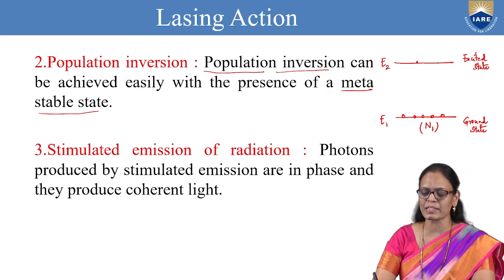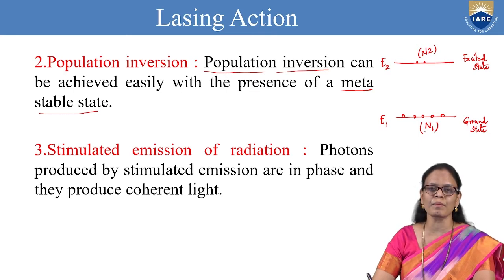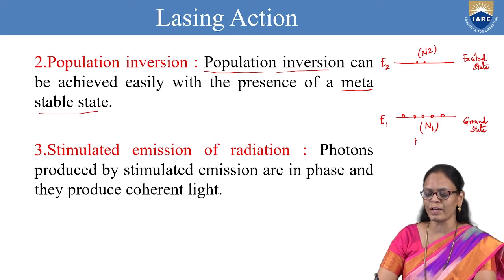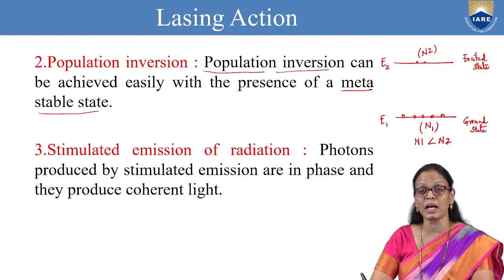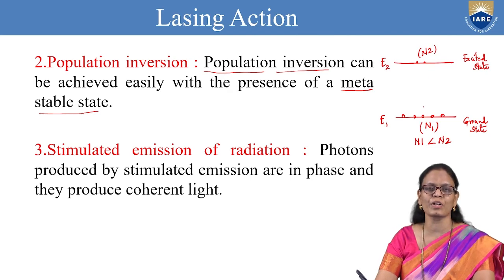If you see in the excited state, the number of atoms will be less and you may represent it as N2. N2 is the number of atoms in the excited state and N1 is the number of atoms in the ground state. And if you see the condition here, N1 is greater than N2. But if this is the condition, we cannot go for stimulated emission or we may not get laser. To get laser, the number of atoms in the excited state should be more than that in the ground state.